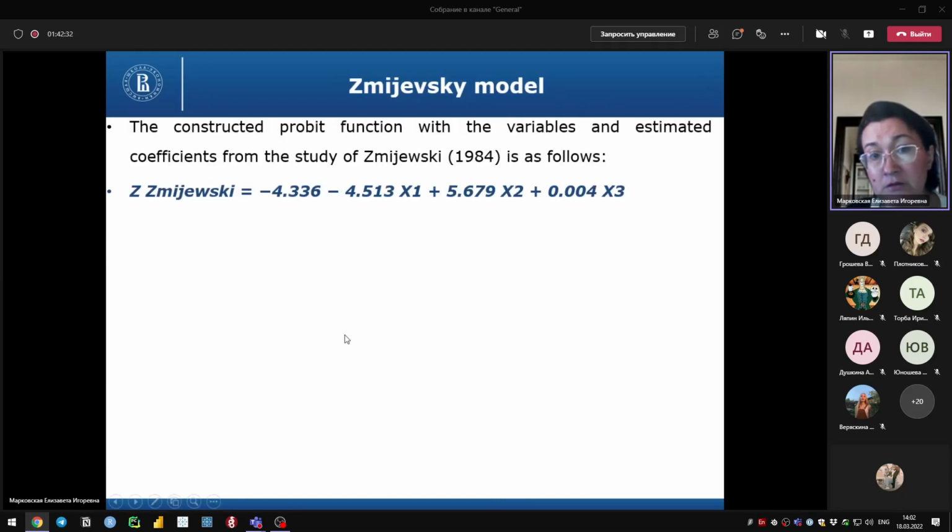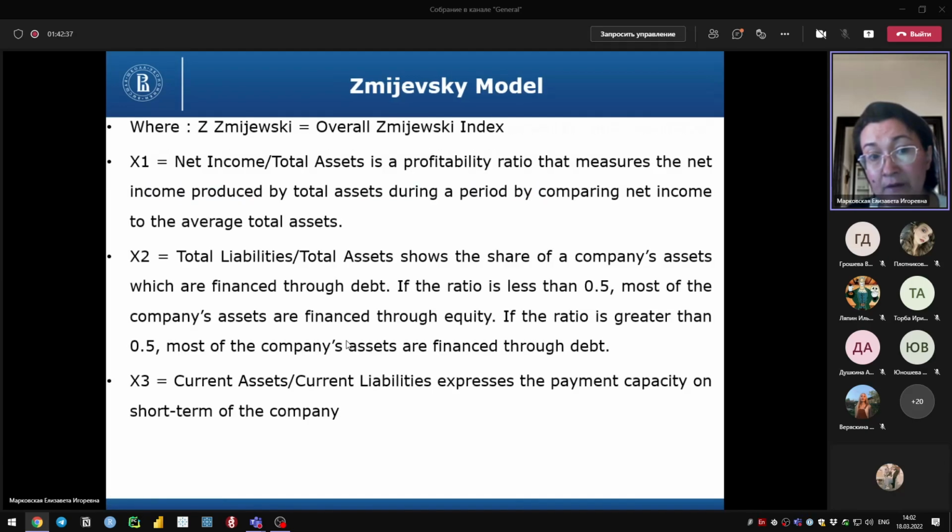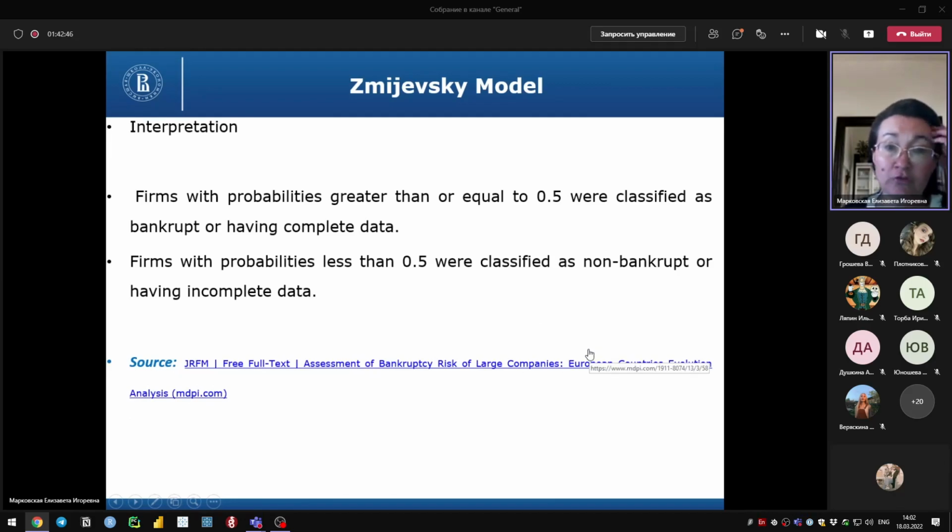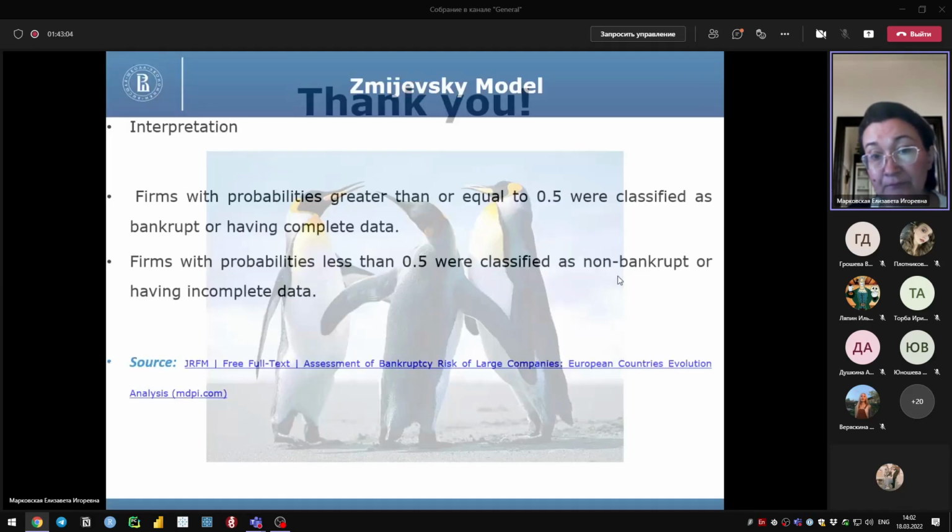And the Zmijewski model, 3 elements, and you may see the elements of this model and the interpretation. Firms with probabilities greater than or equal to 0.5 were classified as bankrupt or having complete data. Firms with probabilities less than 0.5 were classified as non-bankrupt or having incomplete data.